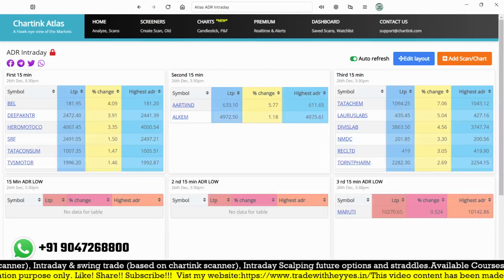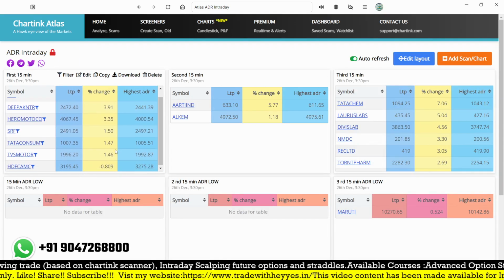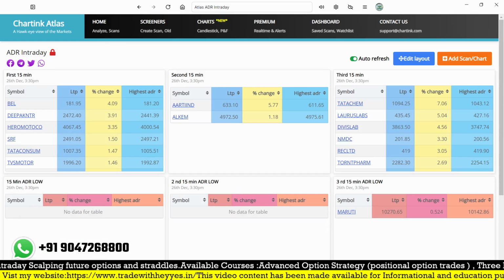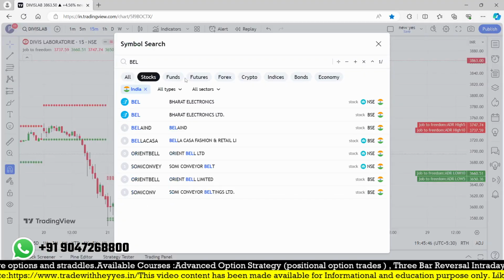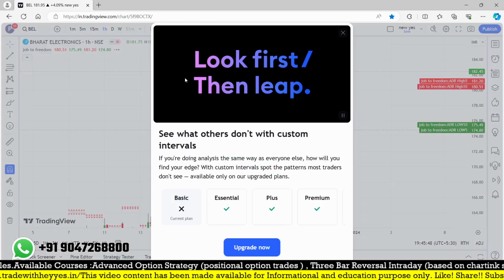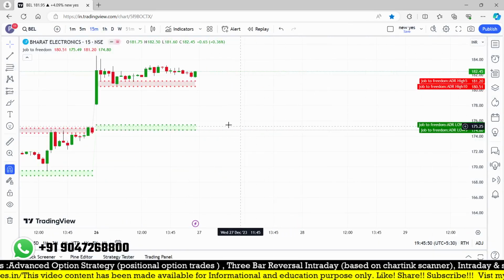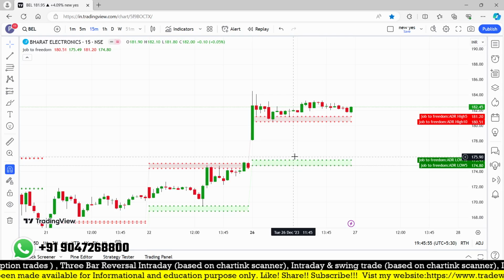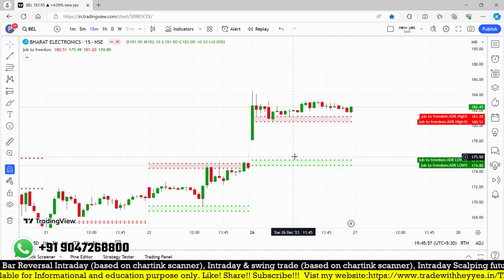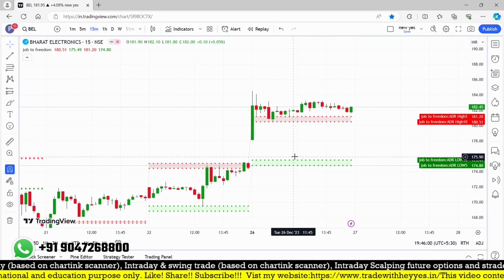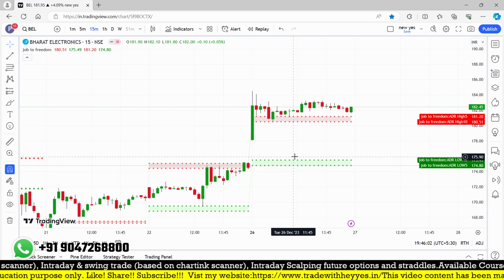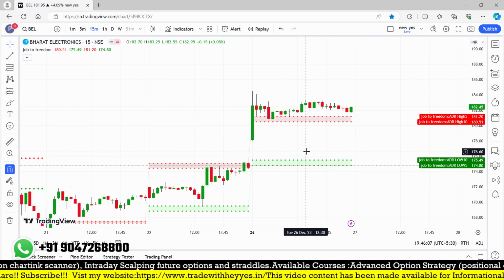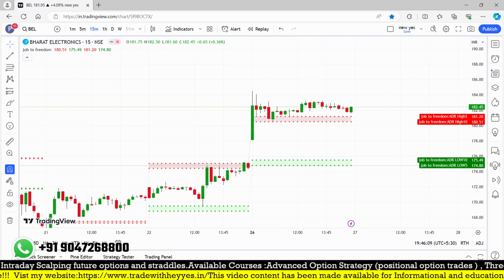Based on the concept, we find a lot of opportunities on the call side, but only a few on the put side. What we used is simple: BEL is the topmost stock that was created on the first 15 minutes, which closed above our level. You can see the higher ADR, whichever is higher, either the 5 or the 10, we find that ADR, and look for a close above it on the first 15 minute candle.